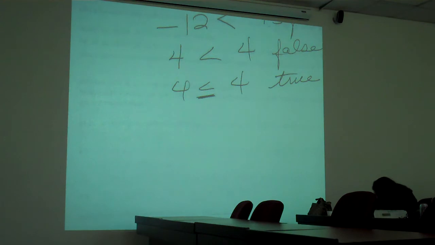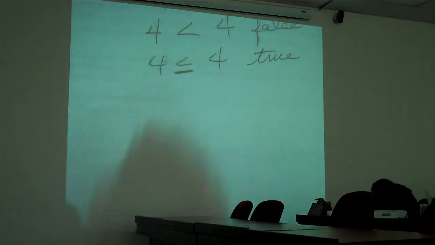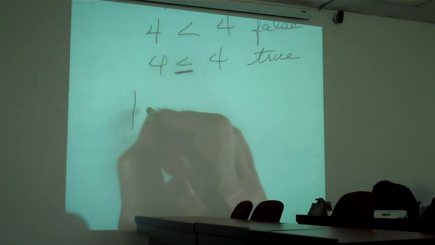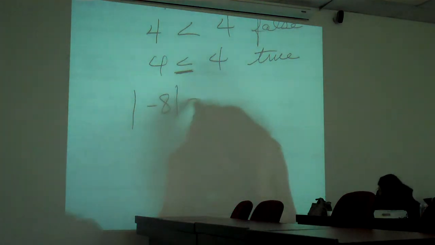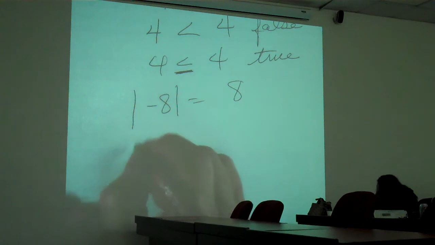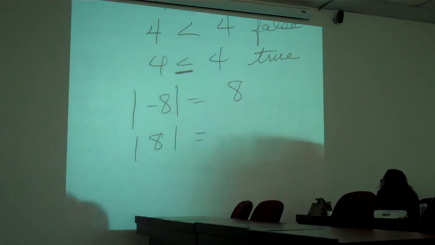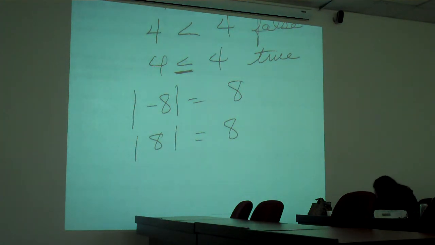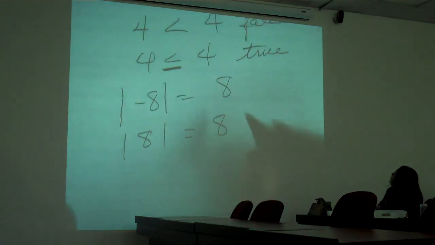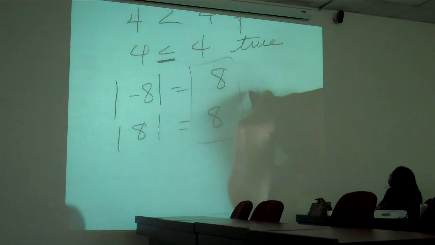Okay. And we also need to cover absolute value. Absolute value of -8. Does anybody know what that is already? 8. It's 8. How about, what's the absolute value of 8? 8. It's not the opposite. It's always positive, okay? This is different than defining the opposite of a number, because your answer will always be positive.